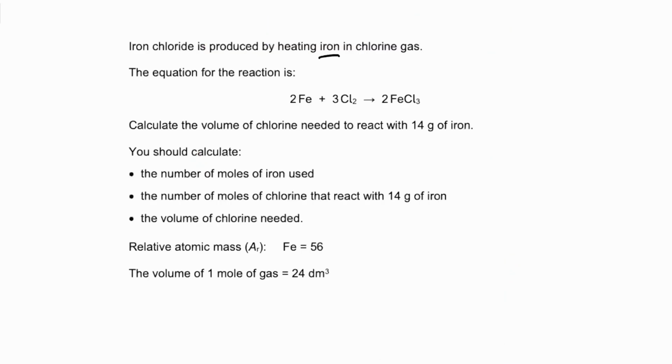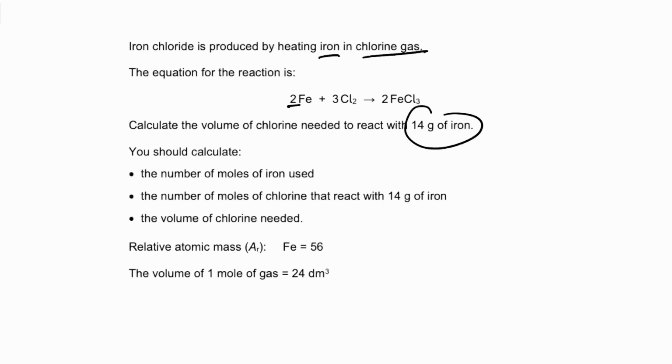And one more quantitative chemistry question for you guys here. Iron chloride is produced by heating iron in chlorine gas. The equation for the reaction is given over here. We've got 2Fe plus 3Cl2 goes to 2FeCl3. Okay, calculate the volume of chlorine needed to react with 14 grams of iron.